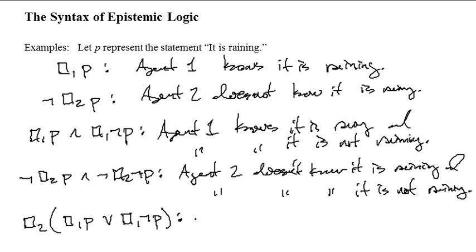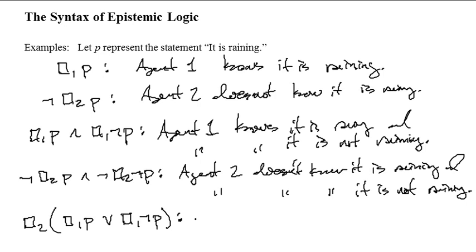Now what does that mean? Let's do a sort of looser translation here. So box 1 P would mean that agent 1 knows that P is true. Box 1 not P means that agent 1 knows that P is false. So in other words, what this is saying inside the parentheses is that agent 1 knows about proposition P, or agent 1 knows whether it's raining or not. Now, putting box 2 outside tells us that agent 2 knows that agent 1 knows whether it's raining or not.